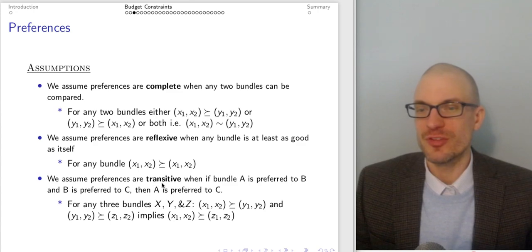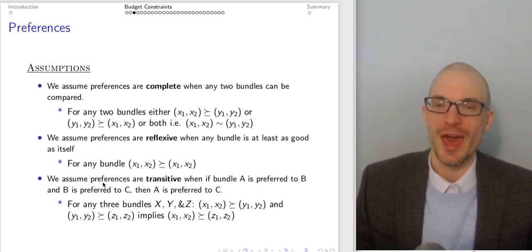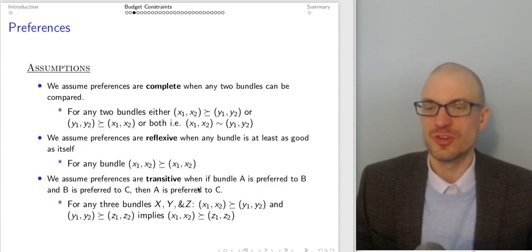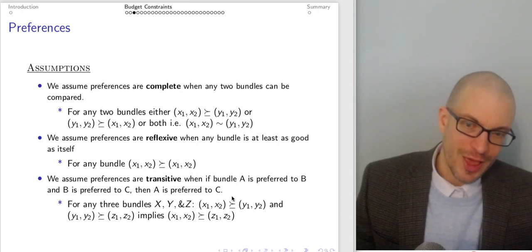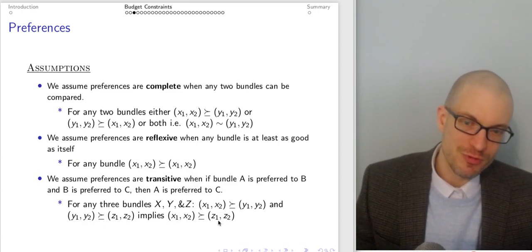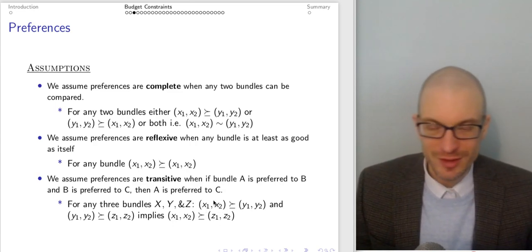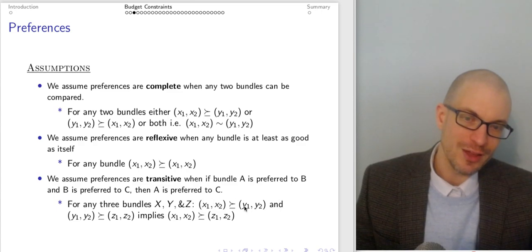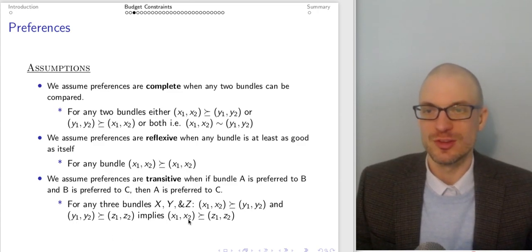We assume preferences are transitive when, if A is preferred to B and B is preferred to C, then A is preferred to C. So this is just standard transitivity. If we have three bundles, X, Y, and Z, and bundle X is preferred to bundle Y, which is preferred to bundle Z, then bundle X must be preferred to bundle Z. Again, X1 is the amount of good 1 and X2 is the amount of good 2 in bundle X, Y1 is the amount of good 1 and Y2 is the amount of good 2 in bundle Y, and similarly for bundle Z.